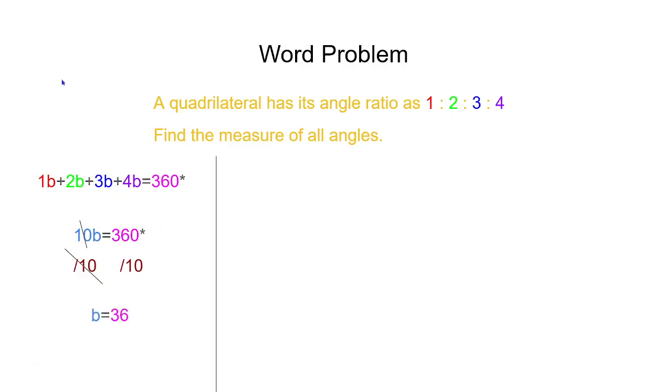Now we figured out what their common multiple is, but we didn't figure out the measure of every angle. So let's plug it in. 1 times 36 is 36 degrees. 2 times 36 is 72 degrees. 3 times 36 is 108 degrees. And 4 times 36 is 144 degrees.